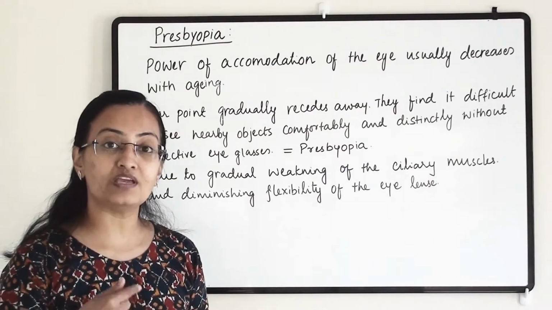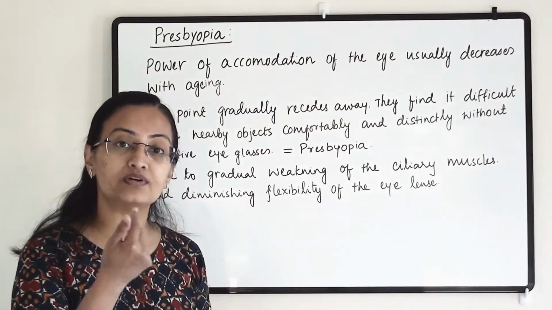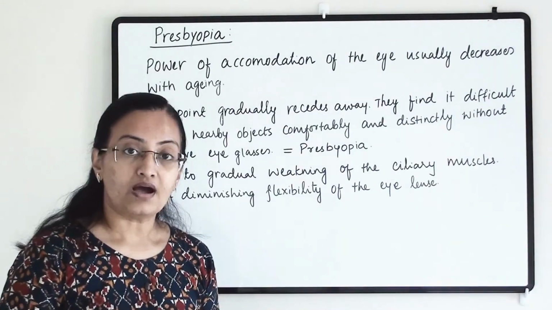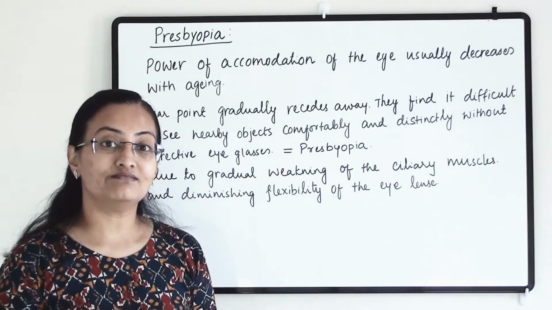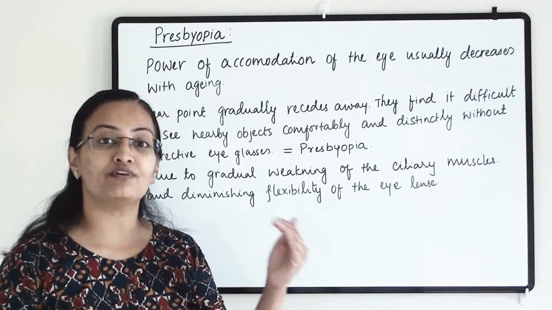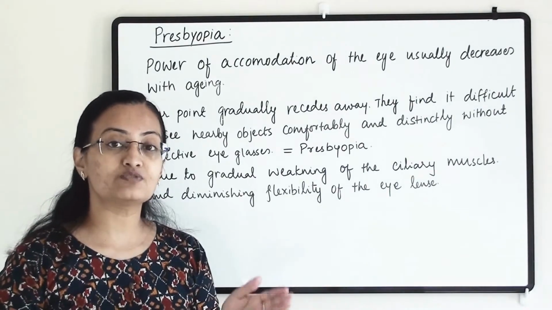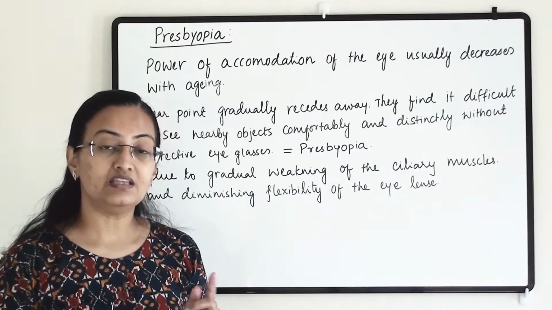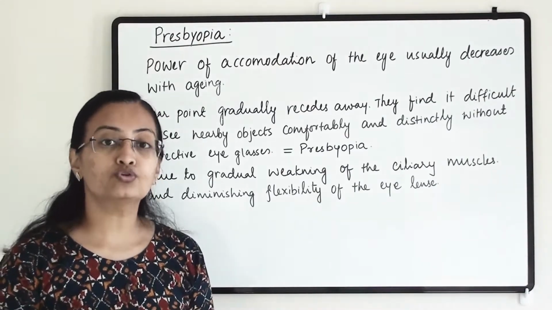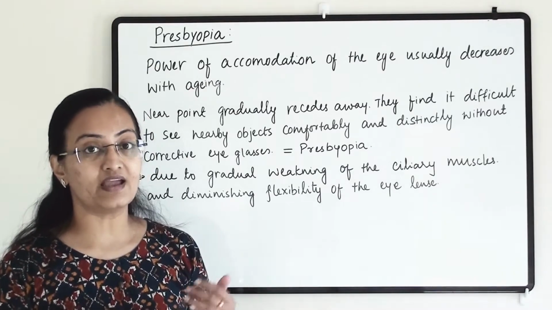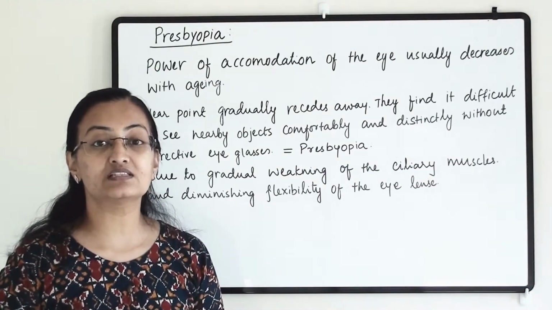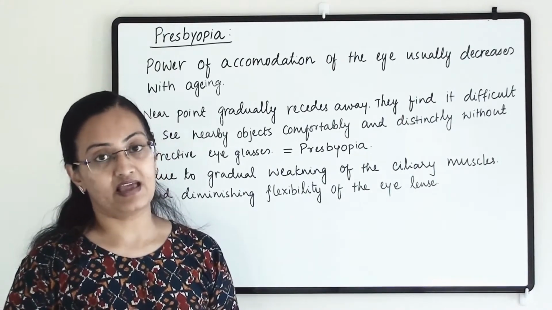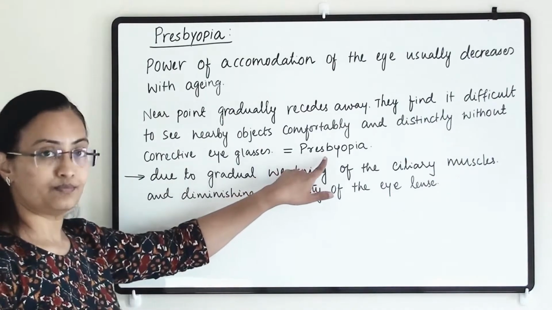That person will not be able to see the far object, and will not be able to see the near object either. What we have seen in hypermetropia and myopia is that their near point or their far point shifts because of their respective defects. But here, due to the weakening of the ciliary muscle, they will not be able to see both the nearby and the farther objects, because the ciliary muscles are weakening and cannot properly contract and relax. So this defect is known as presbyopia.